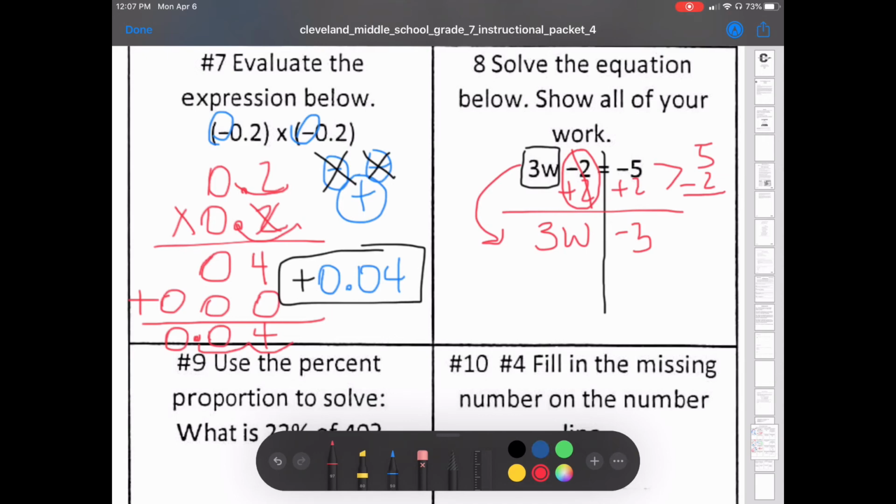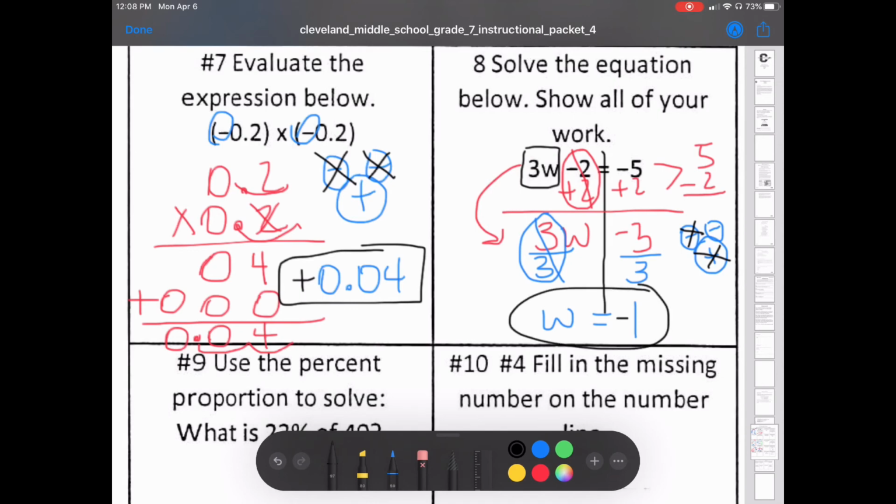So now we have 3 times W. We want to do the opposite of multiplying by 3. That'll be divide by 3. Multiplying and dividing are opposites. That will cancel each other out. We'll be left with W equals 3 divided by 3, which will leave us with 1. We can again use this Mickey Mouse strategy. We have a negative 3 and a positive 3, so that leaves us with a negative to go with our answer. W equals negative 1.